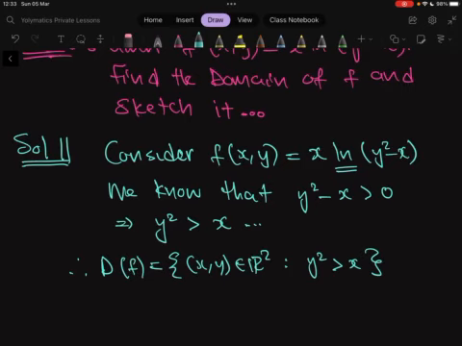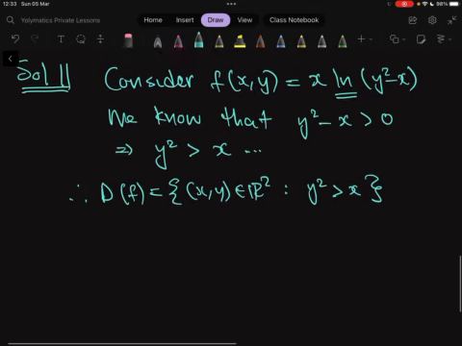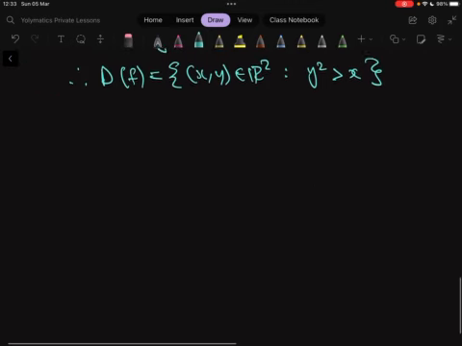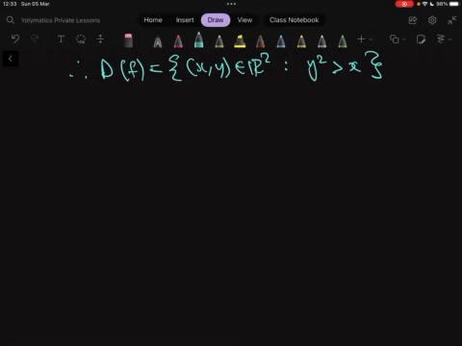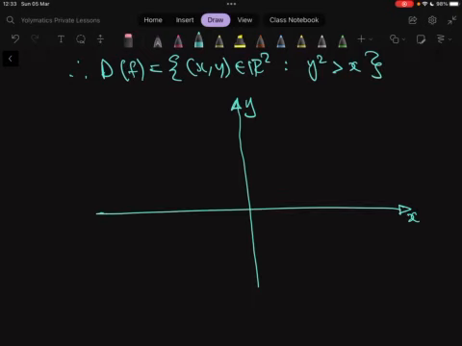But now we are not asked to just find it, we are told also to sketch it. So how can we go about sketching this kind of domain? To sketch this kind of domain, first we construct our two-dimensional space, the xy plane, and then we put the restriction inside. So what is the restriction? We are told that we can take anything, but anything that we take must be such that y squared is greater than x.